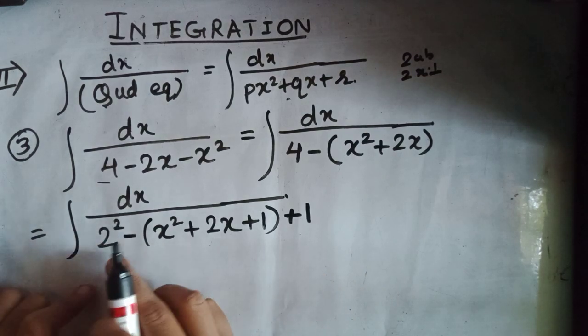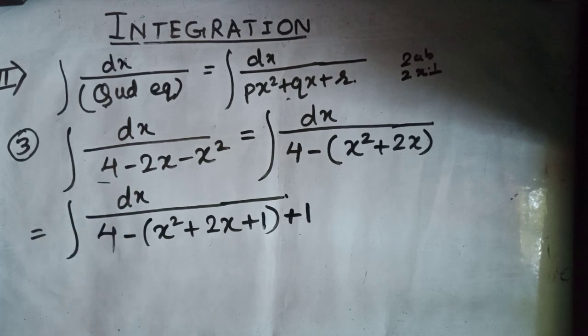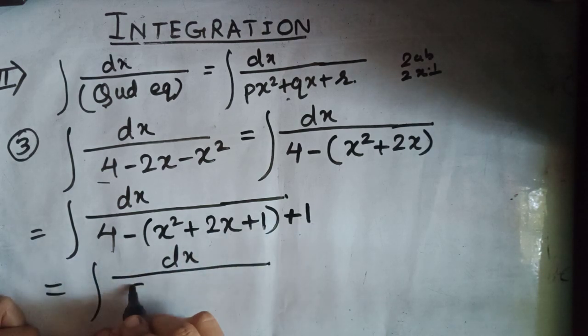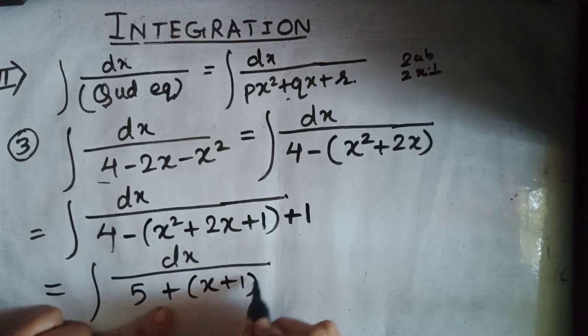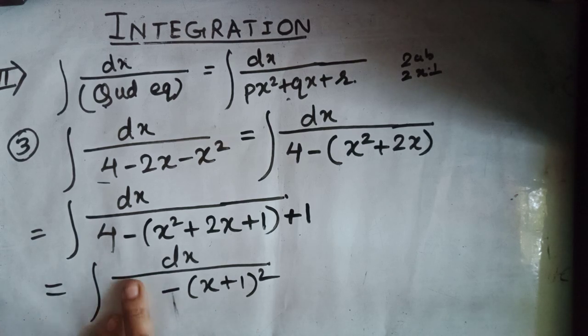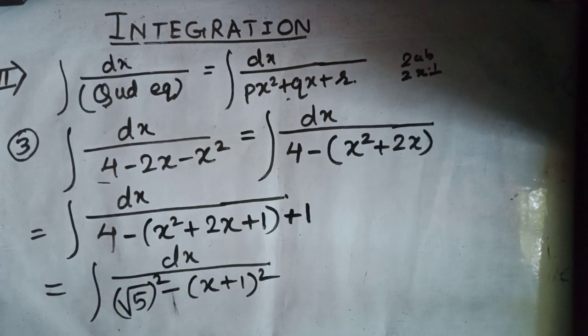So this we can't write as 2 square, so you have to write it as 4 only. Now we'll write dx upon 4 plus 1 is 5, plus this will be x plus 1 the whole square, with the minus sign. So 5 you can write as root 5 the whole square, correct? This is the same thing.